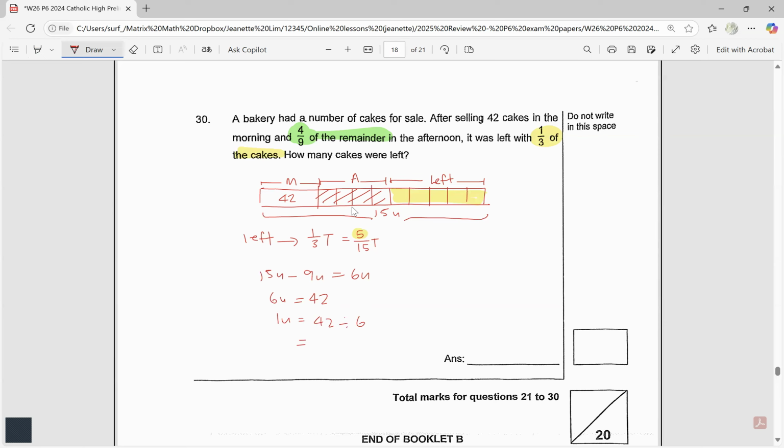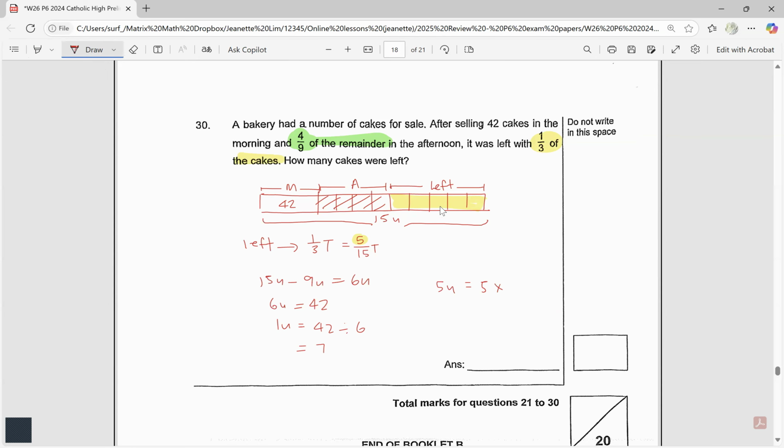1 unit is 42 divided by 6, you get 7. Question is asking how many cakes were left. So left will be 5 units. We take 5 times 7. So answer 35.